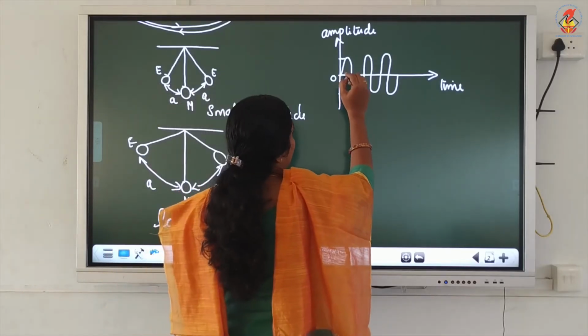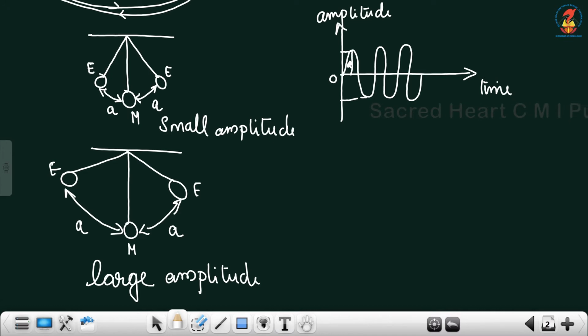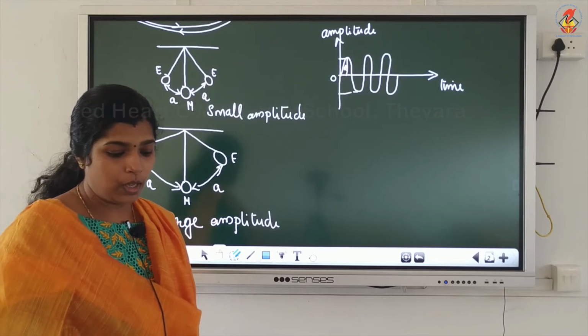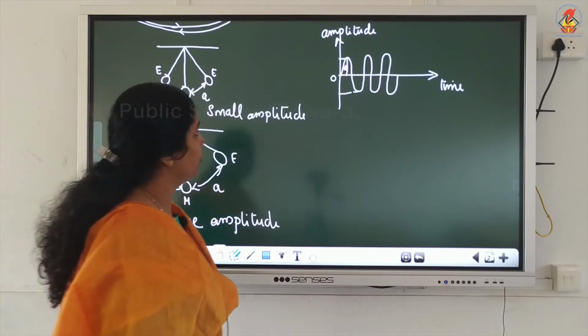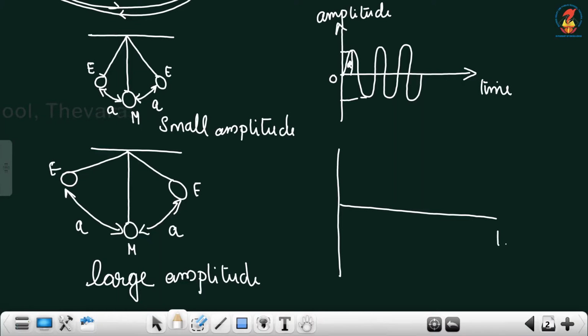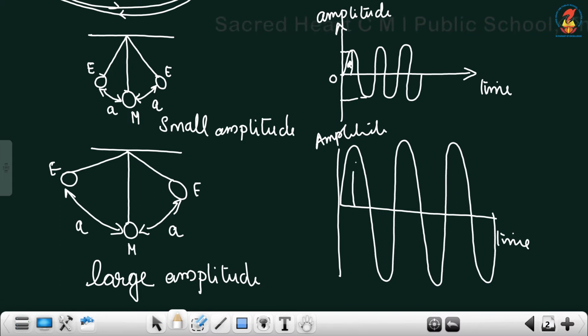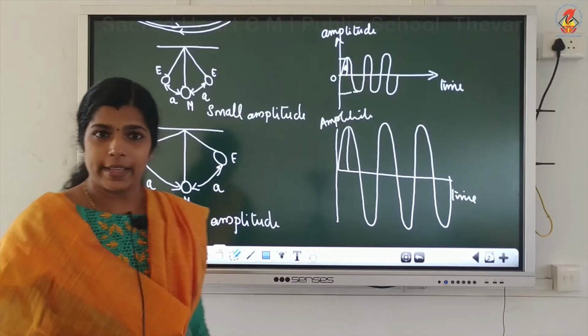The maximum displacement from the mean position is represented by the amplitude A. Here it is a small amplitude, and here it is a large amplitude. The maximum displacement from the mean position is known as amplitude.